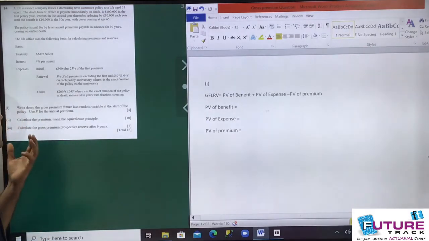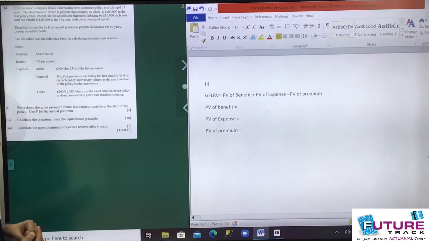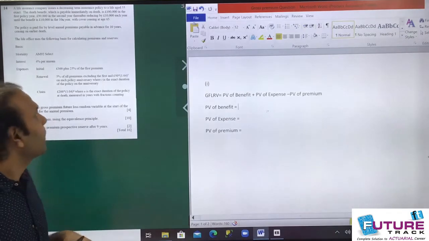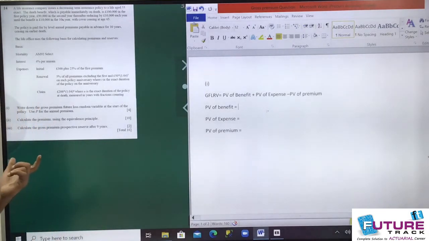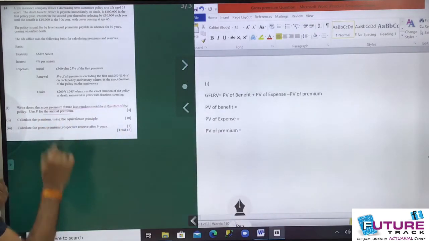Now we have given a life insurance company issue a decreasing term assurance policy to life age 55 exact. The death benefit is payable immediately on death, 1 lakh in the first policy year, 90 in the second, and so on, reducing. Currently age 55, it will run until 65. First question says we have to write the gross premium future loss random variable.